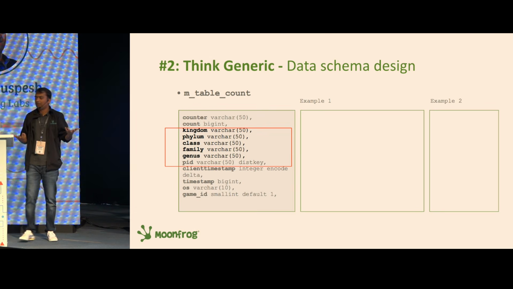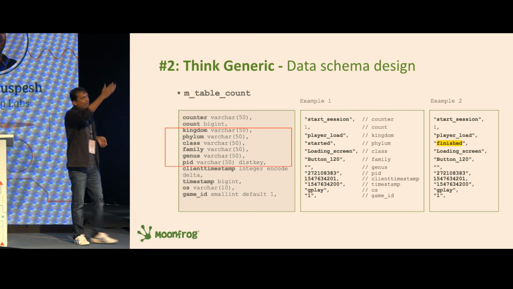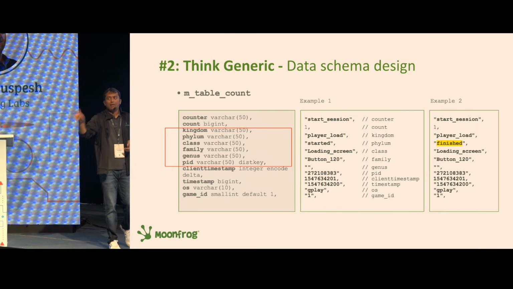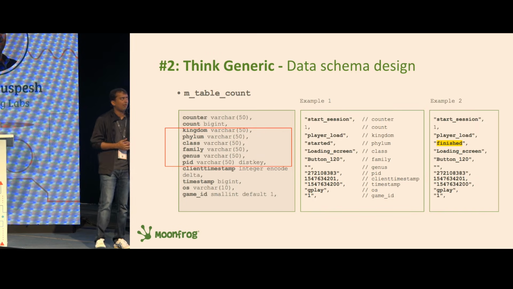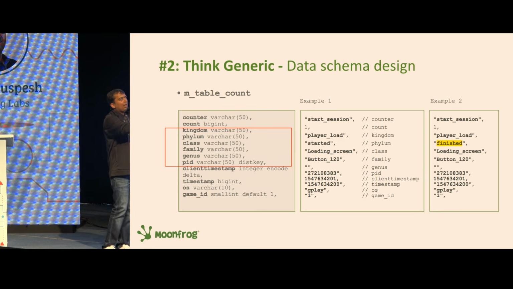Everything else remains very generic, and how we end up using it is something like this. Start session is a counter or an event. We call it a counter, but it's an event, where you look at: player load is the kingdom, started, where it started is the loading screen. Okay, how did it start? Button 120 that the user clicked. Genus we leave empty. The rest is something there. And again, the user actually finished player load. So the same event is fired again, just with one item different, which is phylum being different.